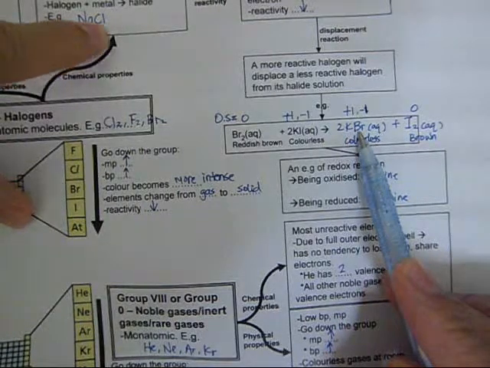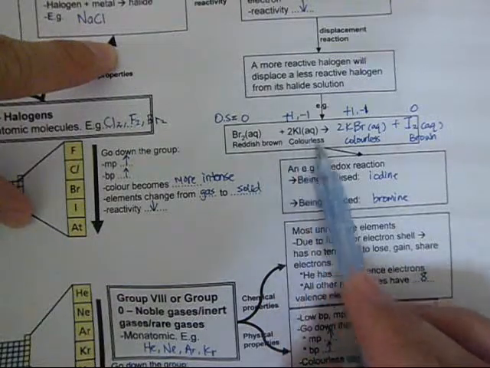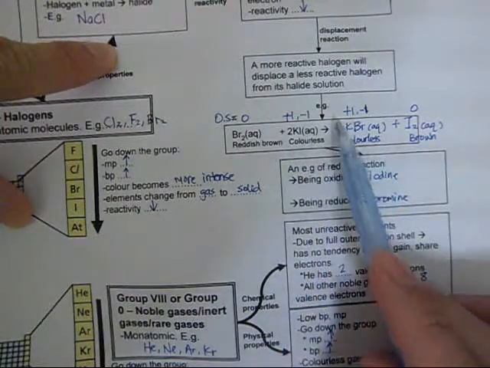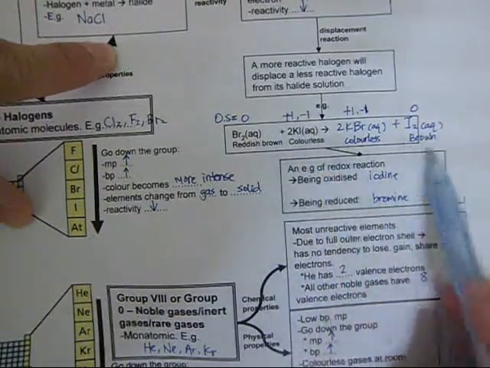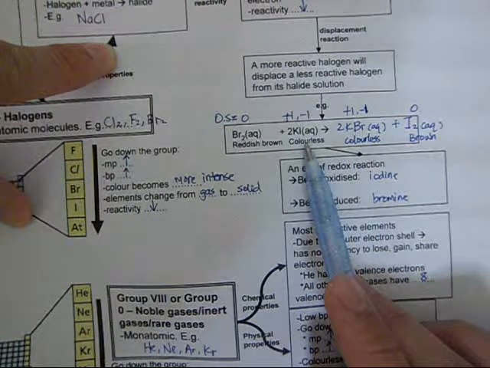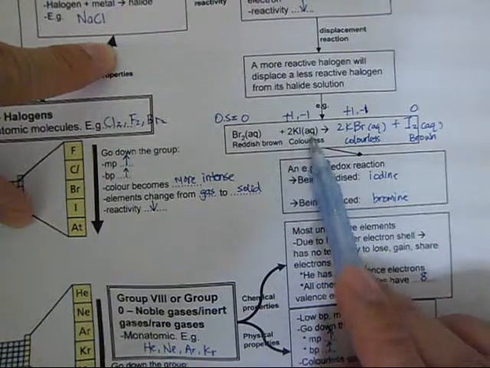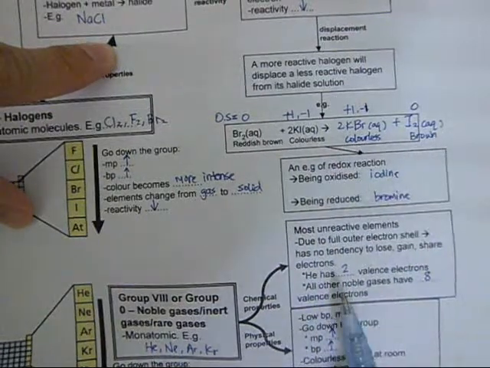So this bromine we know is reddish brown. This KI is colorless. So the color change would be from colorless to brown color. The color change for this reaction: your potassium iodide would change color from colorless to brown.